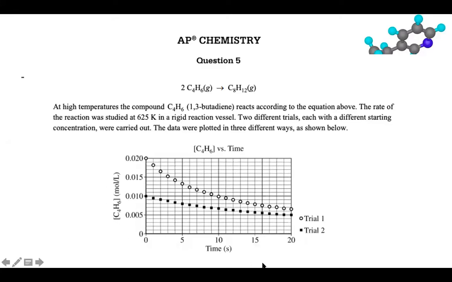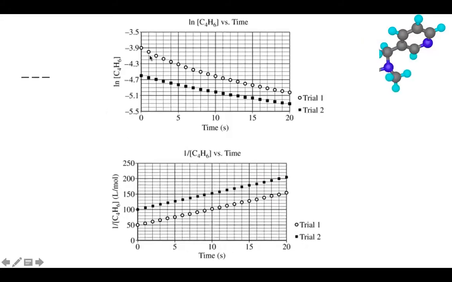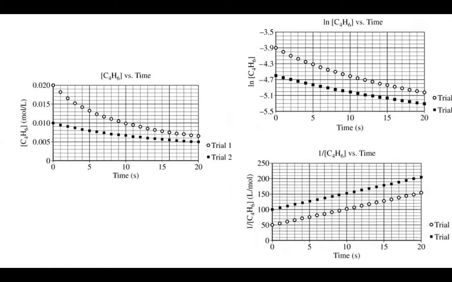They're plotting the concentration versus time, that was for the 0 order one. And they're doing the natural log of the concentration versus time, and they did 1 over concentration versus time. And I put all 3 graphs together so you can see them on the same screen.